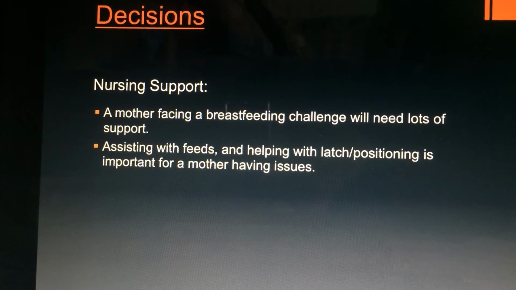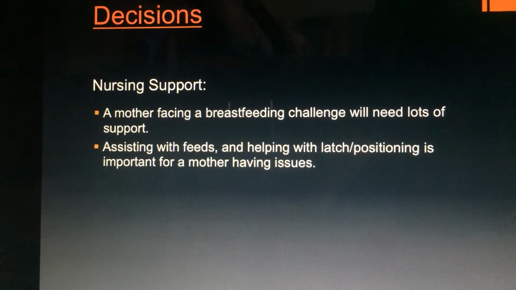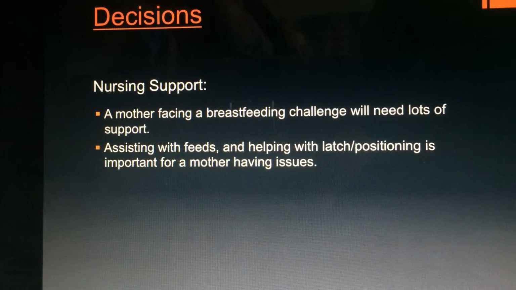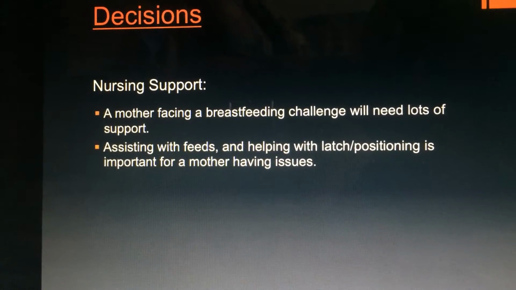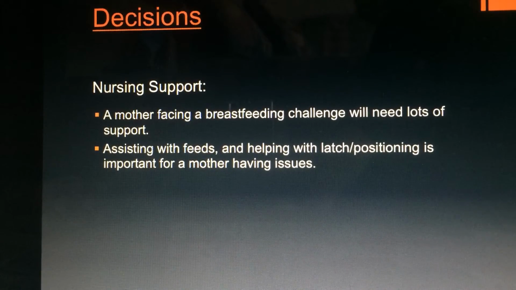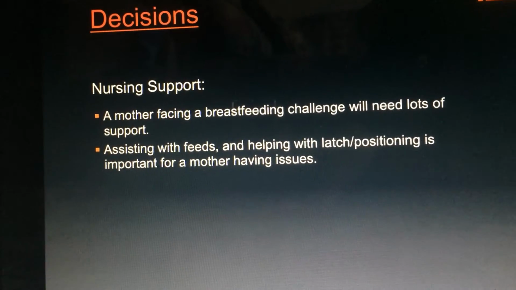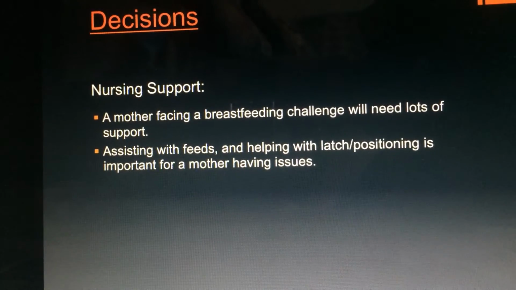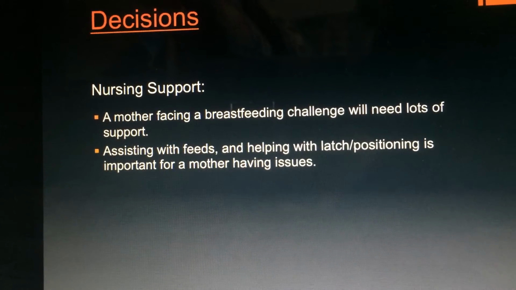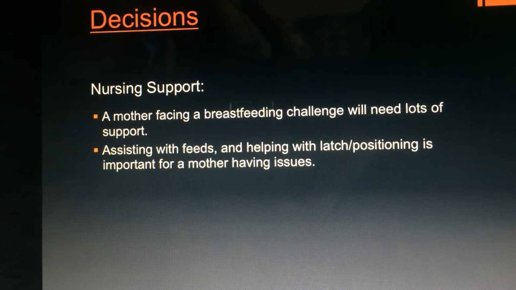A mother facing a breastfeeding challenge will need a lot of support. In Campbell River, the community I live in, mothers facing breastfeeding challenges are visited by a lactation consultant, both in hospital and followed up at home. This program is called Healthy Beginnings. In other communities, it may be a public health nurse that assists with these challenges. They will help by assisting with feeds and helping with latch and positioning, as these things are important for a mother having issues.